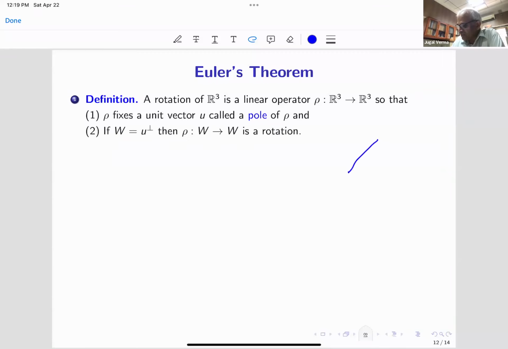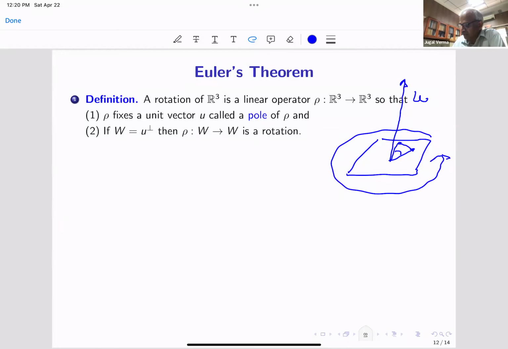So we understand rotations in the plane. If this is the plane, then every vector in the plane is being rotated by angle theta. That is the action of this rotation in the plane, and there is an axis of rotation. Vectors along the axis get fixed, and the plane which is perpendicular to this axis of rotation is rotated by a fixed angle theta. So that is our understanding of the rotation of three-dimensional space.